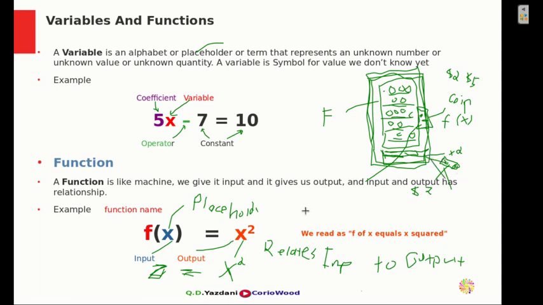Maybe if you need 1, it gives you 1. If you need 4, it gives you 4 cans. So 4 cans is your output, and this function has a relationship. It relates the input to the output. And there are some instances where you see the function by itself, but it's also an input, and it relates to the output because there is x squared here.